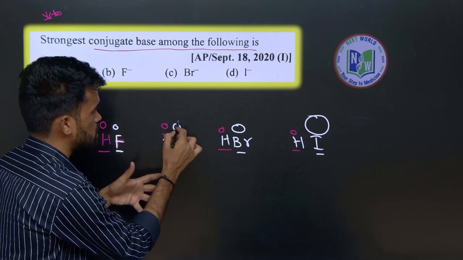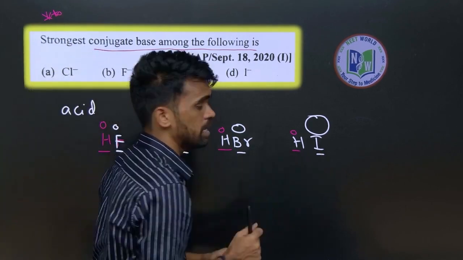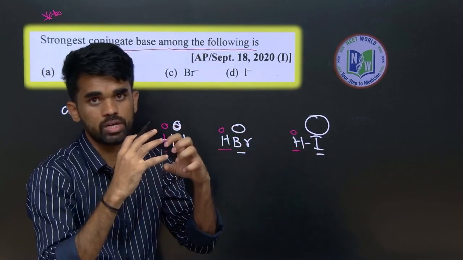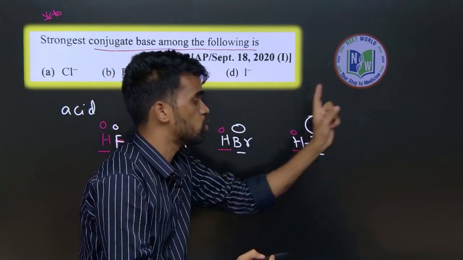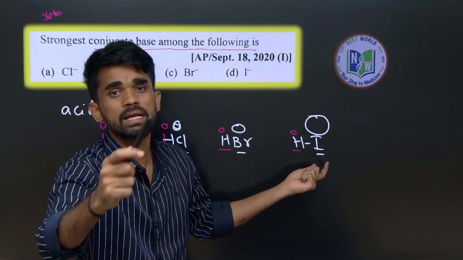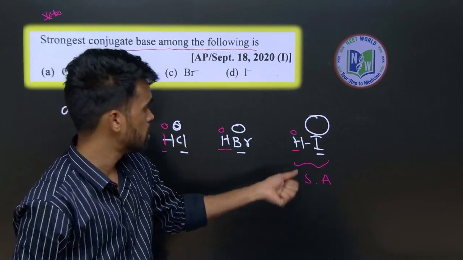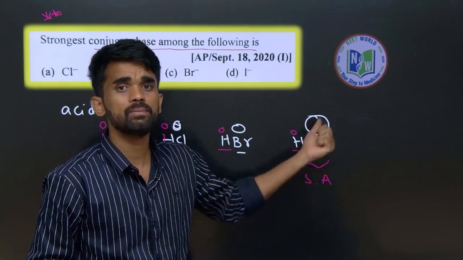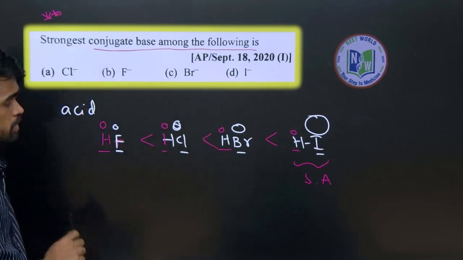But due to the size difference, as we go down the group, overlapping is weaker. It means H and I have a large size difference. Therefore, the bond between H and I is a very weak bond, so it easily breaks. If it easily breaks, it will go as H plus and iodide ion minus. So this molecule releases H plus ion easily, so I can say this molecule is a stronger acid. Why am I saying it is a stronger acid? Due to the weaker bond between H and I, it is easy to dissociate and liberates H plus ion. So HI is a stronger acid, then HBr, then HCl. This is the acidic nature.